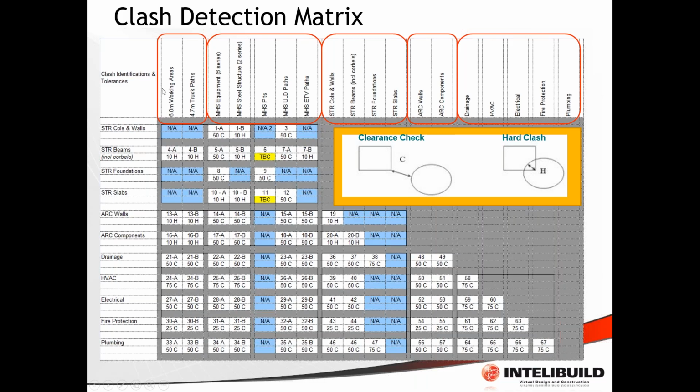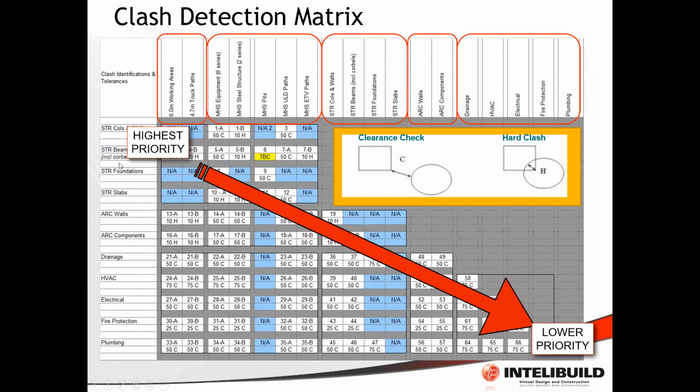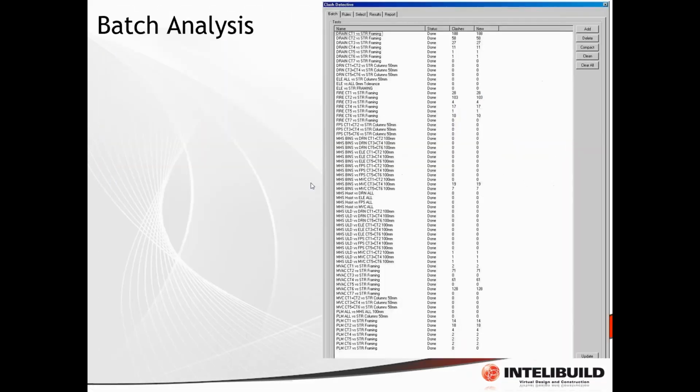The objective here is that you identify the critical elements from the client's perspective and operations perspective, and then you drill down through the structure, the architecture, and eventually the MEP. So you're working through a process of identifying what are the highest priority coordination issues and what are the lowest priority coordination issues. And that hasn't changed in 20 years.